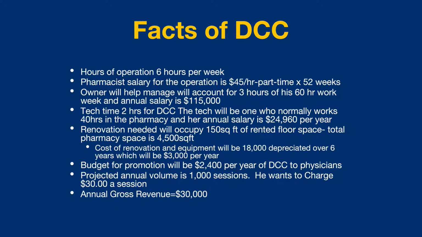He's going to renovate some space in his building, and that space is going to be about 150 square feet of his rented floor space. He's going to talk to his tax advisor, and this renovation is going to cost him about $18,000, but he's going to depreciate that over 6 years, so it'll only be about $3,000 per year showing in the cost. He's going to spend about $2,400 in marketing. And in his projected annual volume, he's going to have 1,000 sessions, and he wants to charge $30 a session.